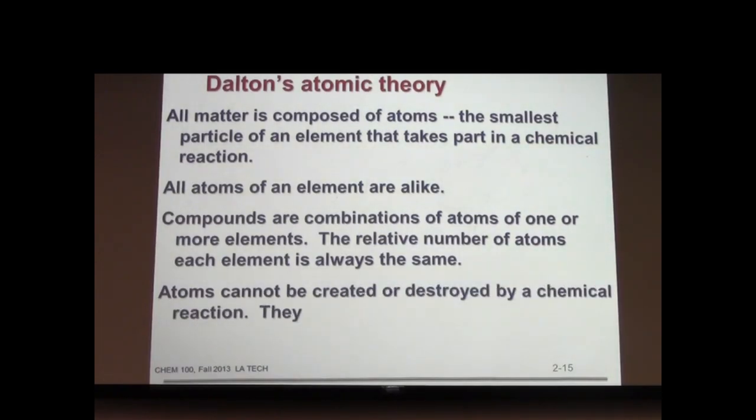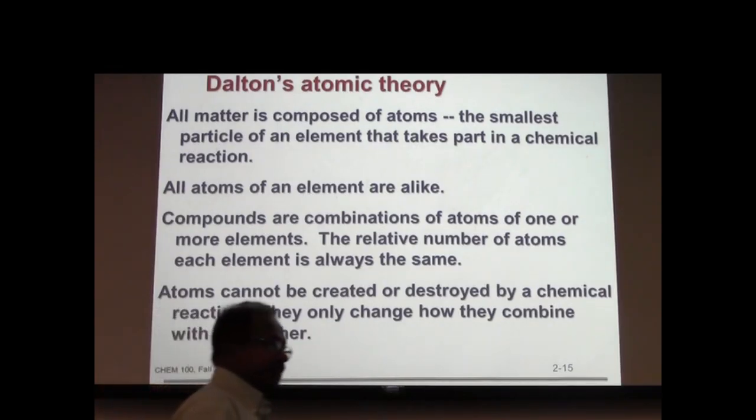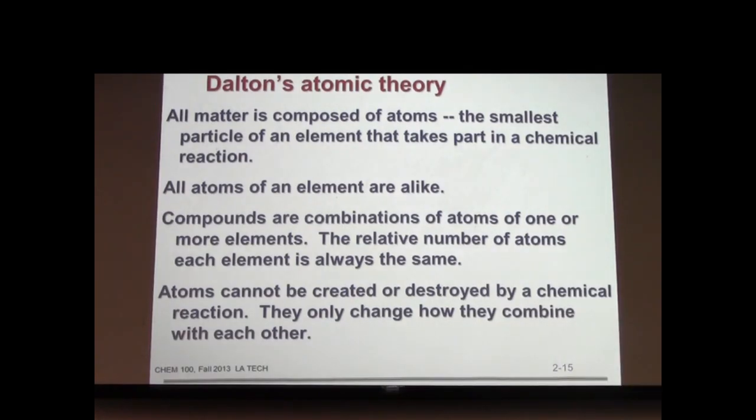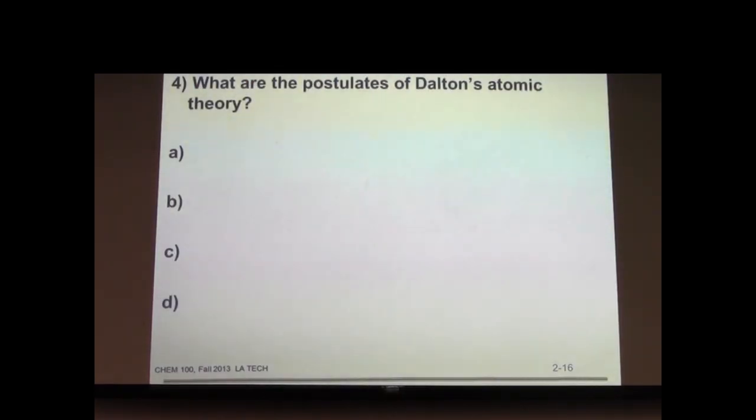Now, atoms cannot be created nor destroyed. This explains conservation of mass. If atoms are destroyed, then the mass should be different, right? A chemical reaction is defined by this combination of atoms. But atoms never change in a chemical reaction, except in a nuclear reaction. We're talking about chemistry here. So these are the four postulates of Dalton's atomic theory. Now, can you write those down here?